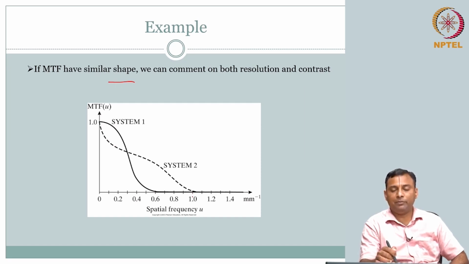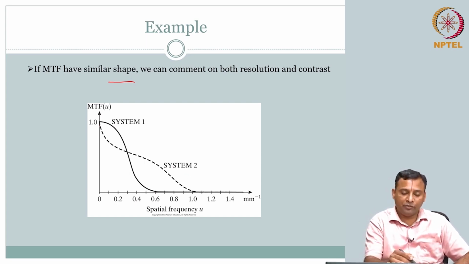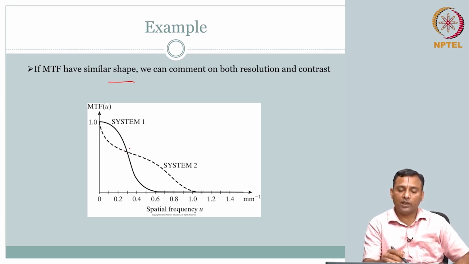Technically maybe the resolution might be good, at least the higher frequency that I can see might be more, the dynamic range might be more with system 2. But if this frequency is presented in the image, system 2 will be poor compared to system 1. So you notice the challenge.